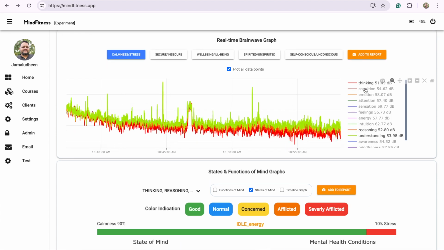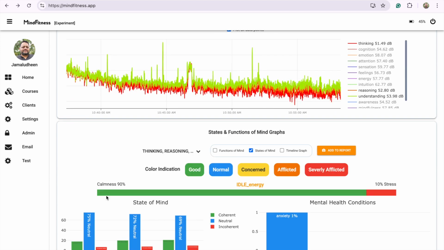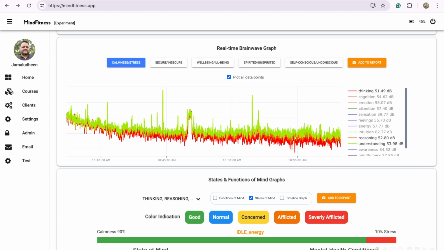And we further classified the mind functions to address the subjective experiences. For example, to be calm, you should have coherent thinking, reasoning and understanding. That is why we classified calmness; to understand how calm or stressed a mind is, we look into how thinking, reasoning and understanding are happening. In this session I had a 90% calmness score. That means I was only 10% stressed.